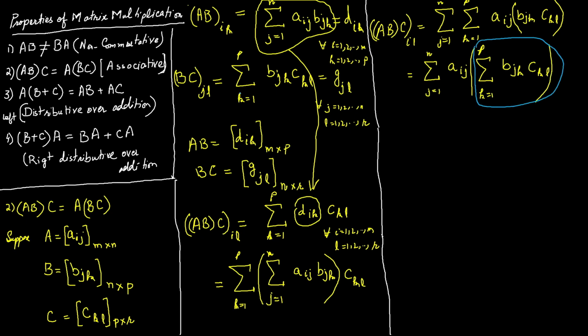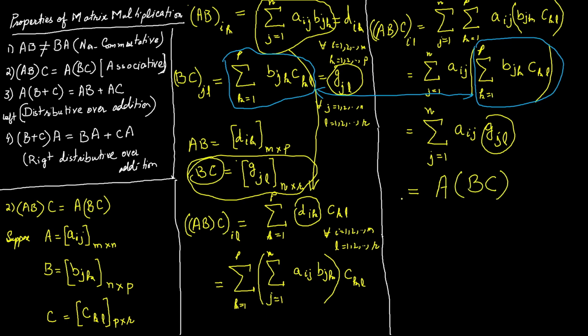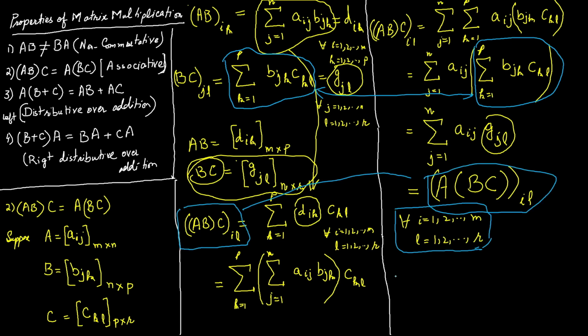Now compare these two summations. It is g_jl, the element of the matrix multiplication BC. Now look at this summation. It looks like it is calculating the element at row i and column l of the matrix multiplication of A with BC. Since this is true for all i and l, we conclude that AB into C is equal to A into BC.